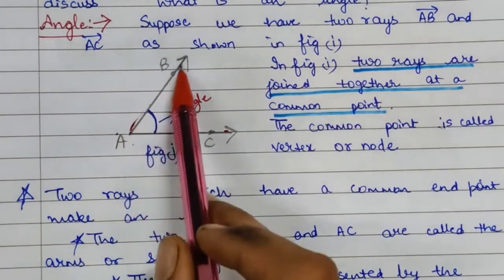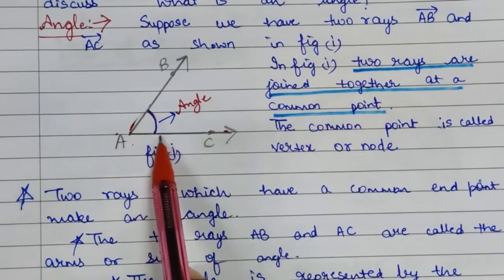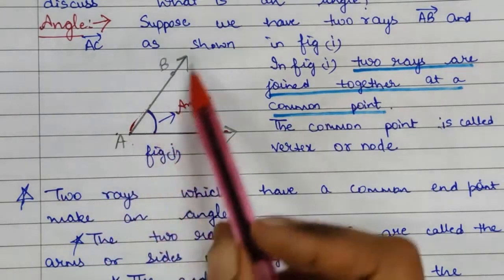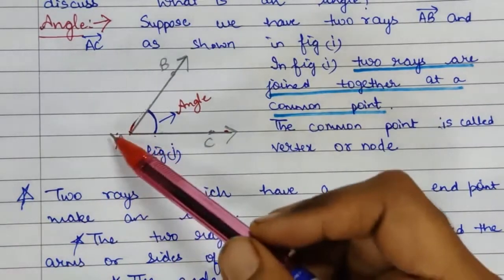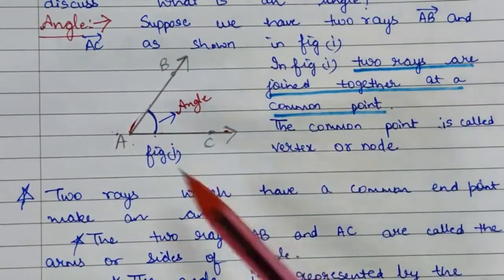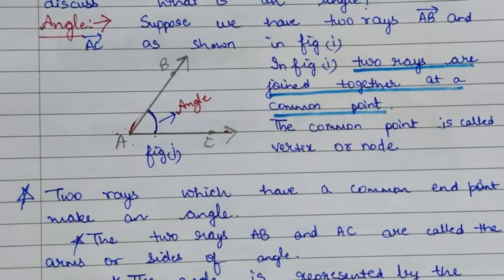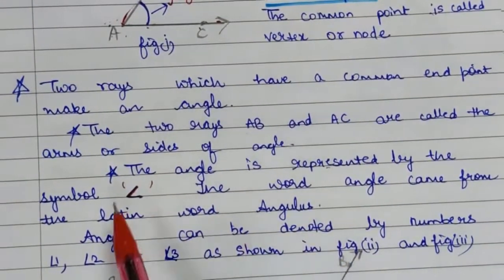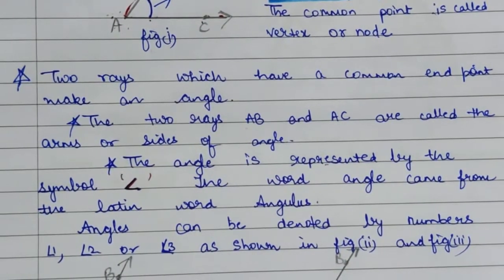And whenever the two rays are joined together, they form what? They form an angle. So the two rays which have a common endpoint make an angle. The two rays AB and AC are the arms and the sides of the angle. Angle is always represented with this symbol. The word angle came from the Latin word angulus.